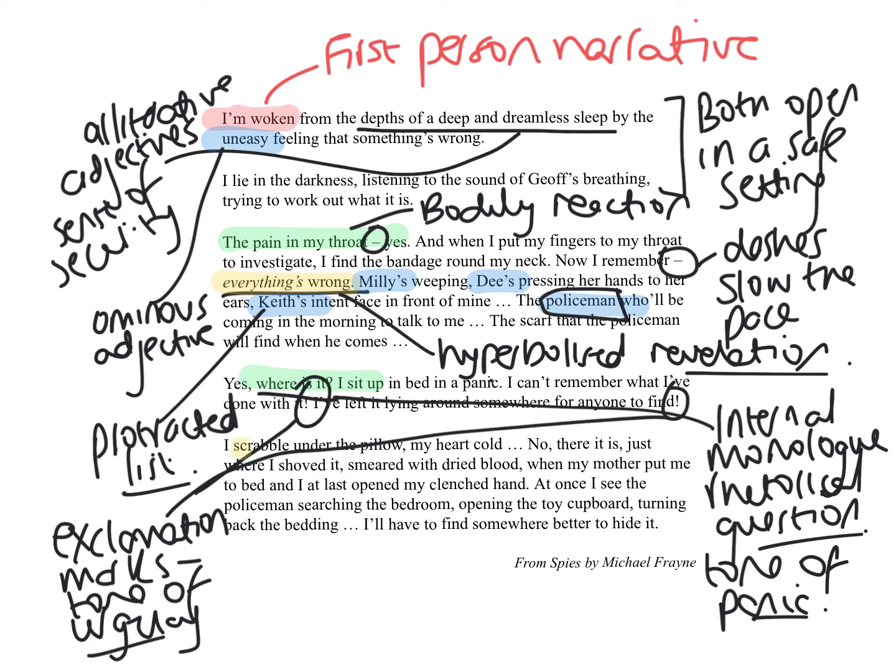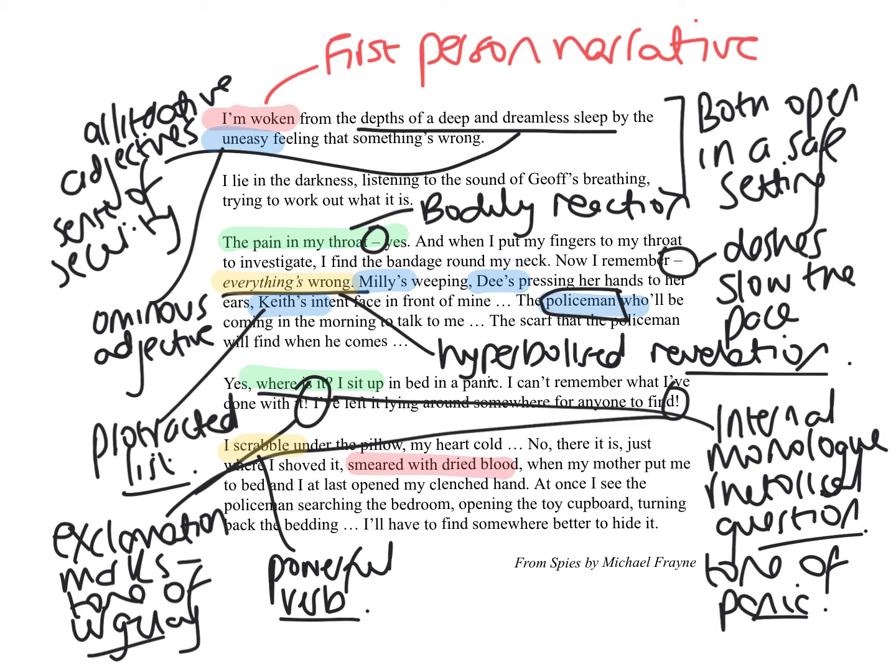That powerful verb scrabble, then, I scrabble under my pillow, further reinforces the panic, the urgency, and the sense that things need to be resolved quickly. There's a kind of desperation here. And then finally at the end, the protagonist, the main character, finds this scarf. What we're kind of piecing together is an incriminating piece of evidence, something that makes them look guilty. And they find it smeared with dry blood.